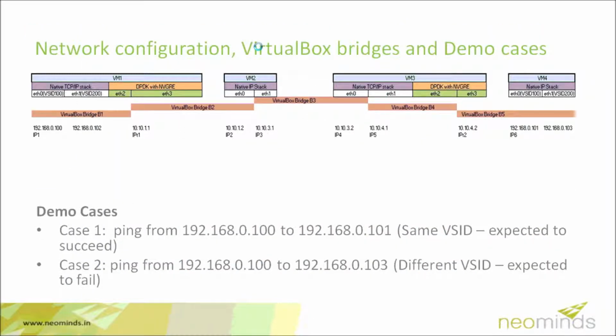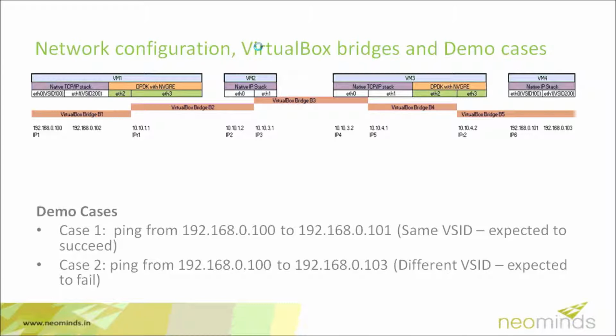So here we have VM1, VM2, VM3 and VM4 connected via VirtualBox bridges. Virtual machine VM1 has 4 interfaces, out of which ETH0 and ETH1 are bound to the native TCP/IP stack. Remaining 2, ETH2 and ETH3, are bound to the DPDK interface. So this means that ETH0 and ETH1 are visible only to the native TCP/IP stack, whereas ETH2 and ETH3 are only visible to the DPDK.